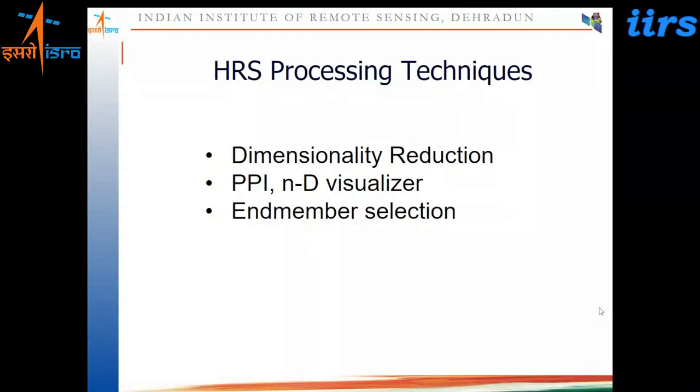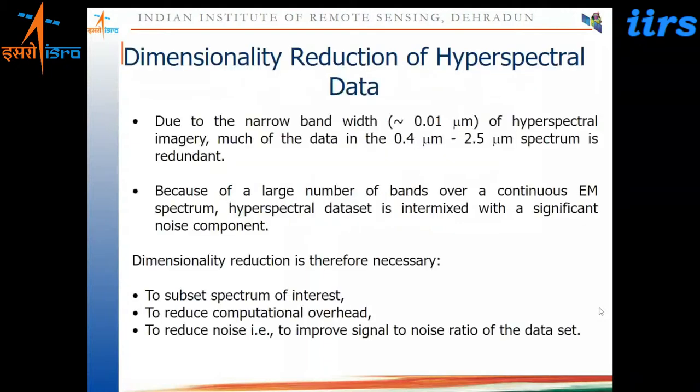So let's discuss first the dimensionality reduction. As I've already told you, it has an enormous amount of data, and because of that, the signals and noise are all intermixed with each other. So we have to reduce the dimensionality and subset the spectrum of interest. The requirement is to reduce the computational burden, or to reduce the noise, so that the SNR, or signal to noise ratio, is increased. Because of this, data reduction is important.